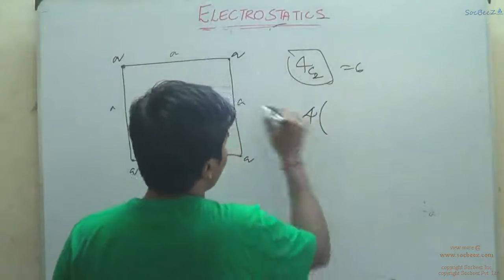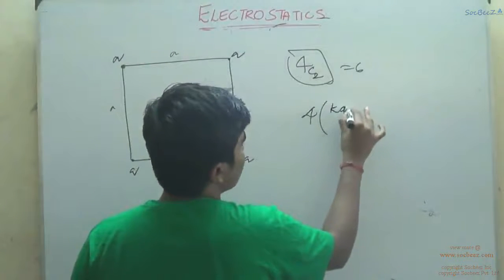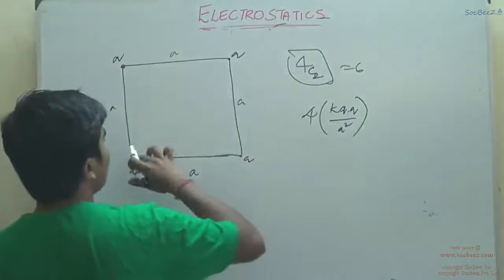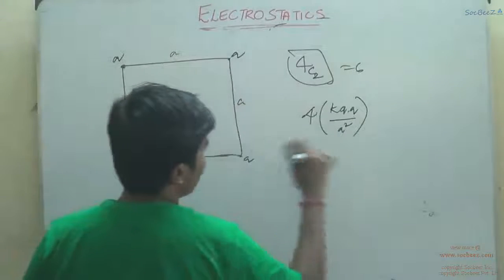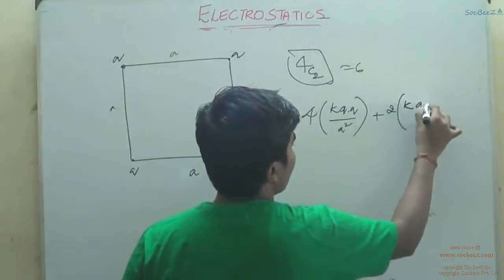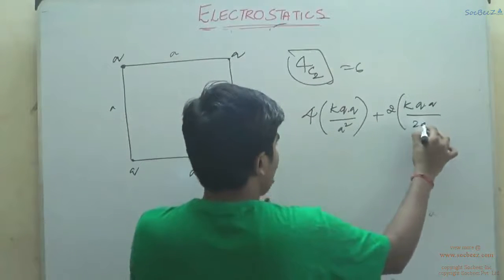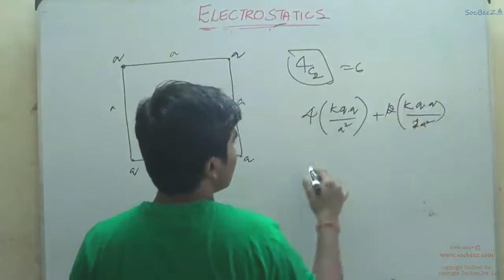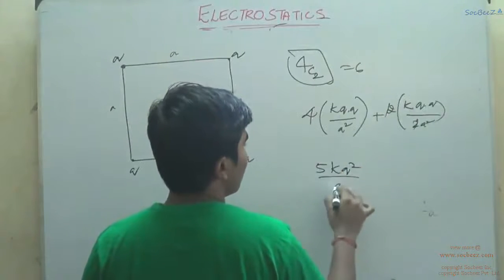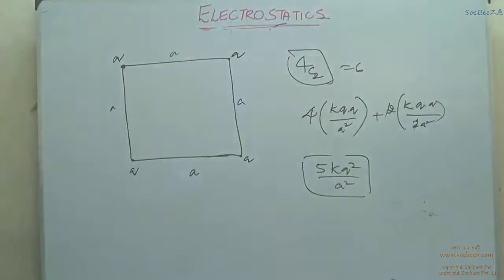4 times, what is the potential energy between these two? K q times q by a square. Okay, plus now there is one more pair of this and this. This is 2 times k times q square by, the distance is root 2 a, right? So it becomes 2a square. So this gets cancelled. So ultimately the answer becomes 5kq square by a square. So this is how we calculate the potential energy.